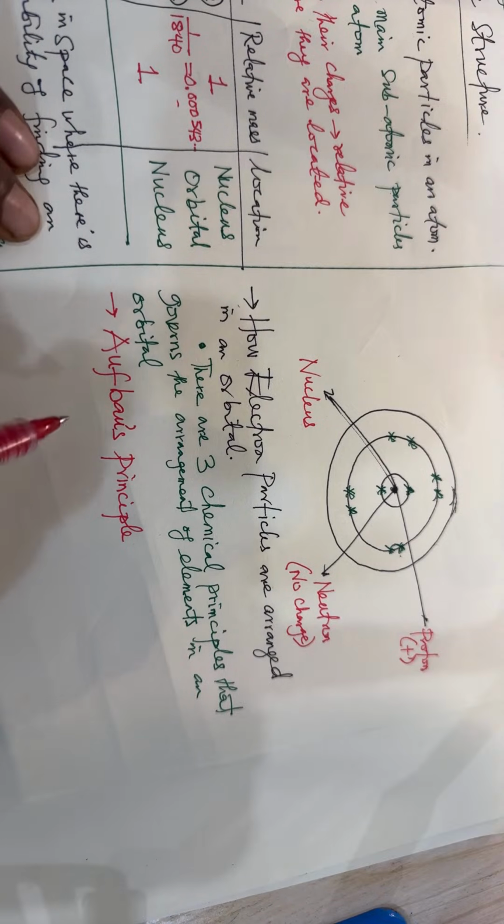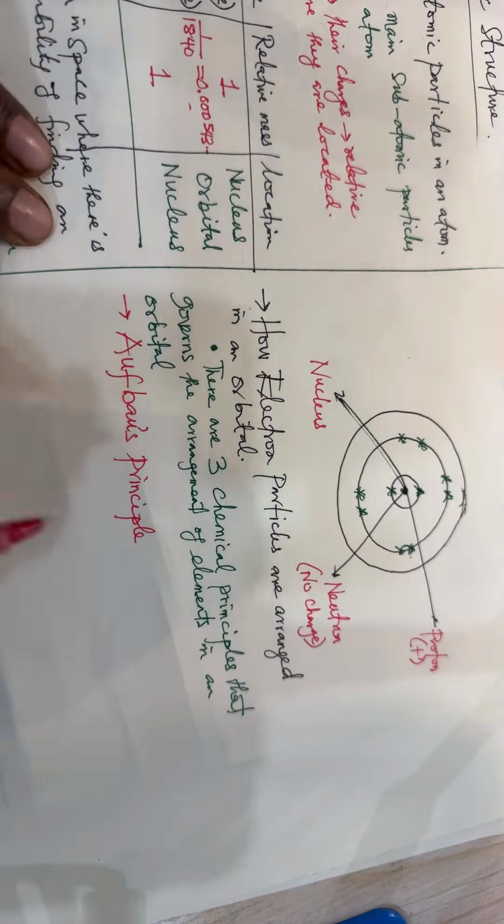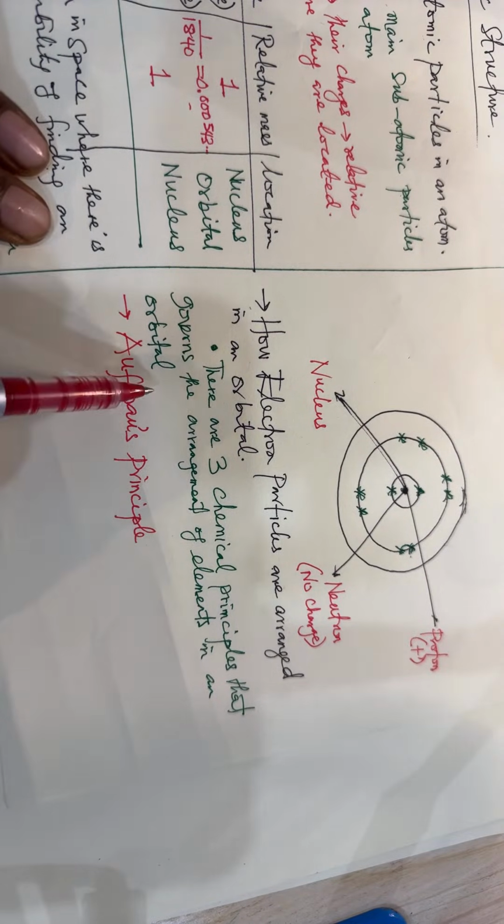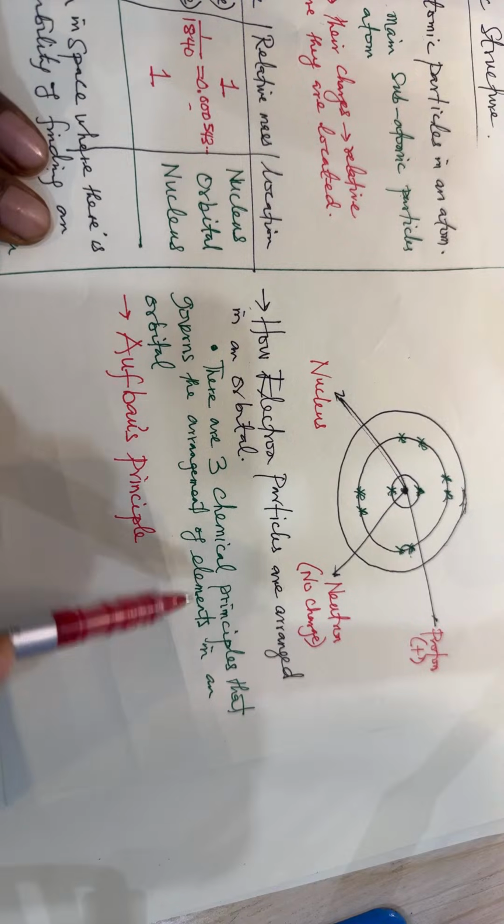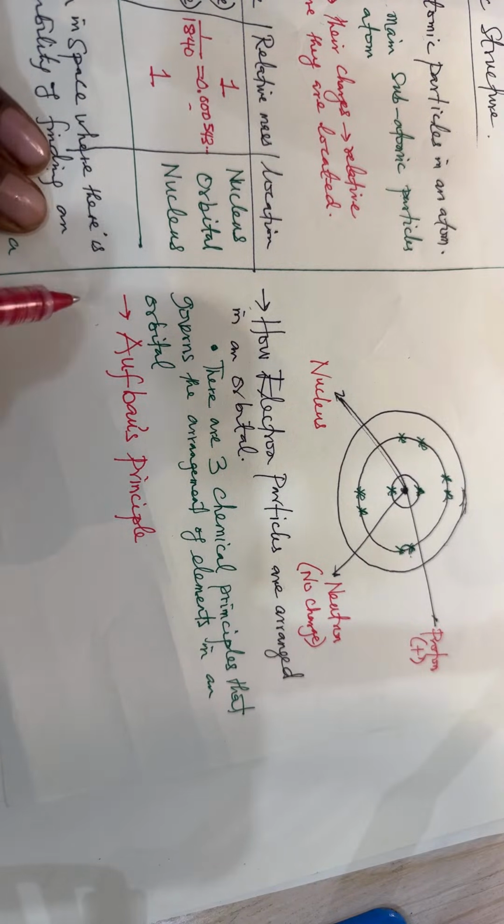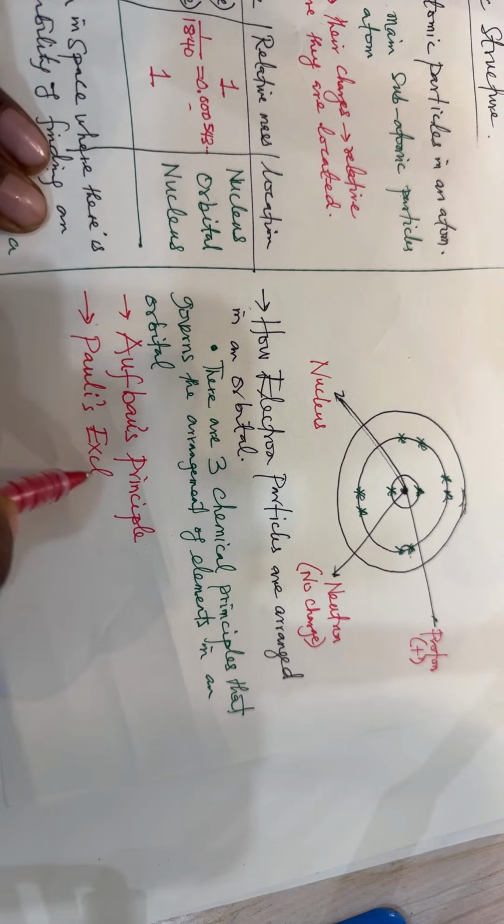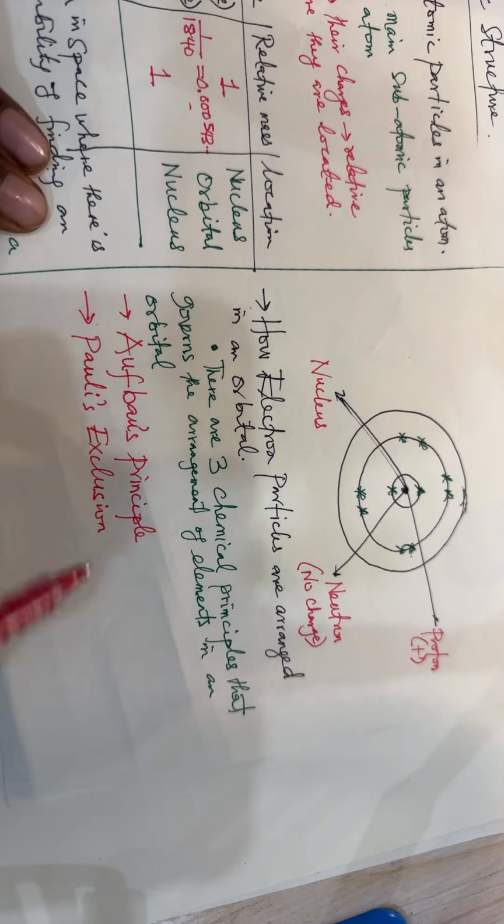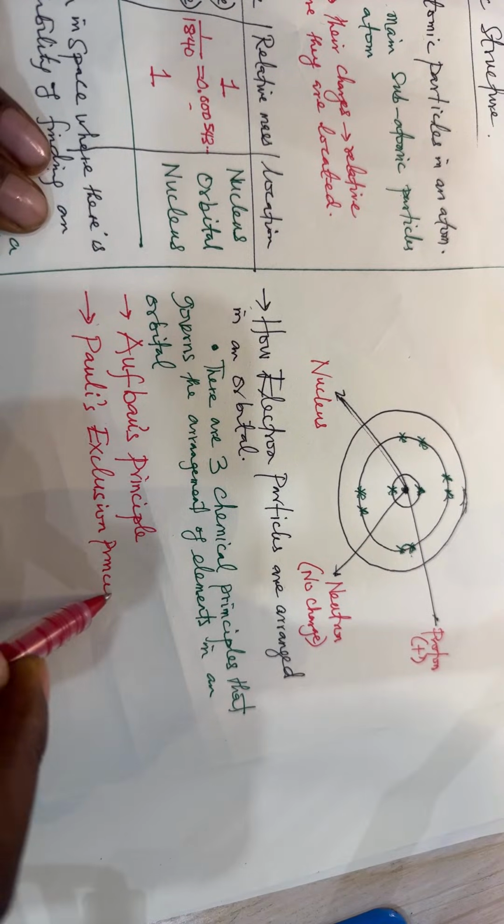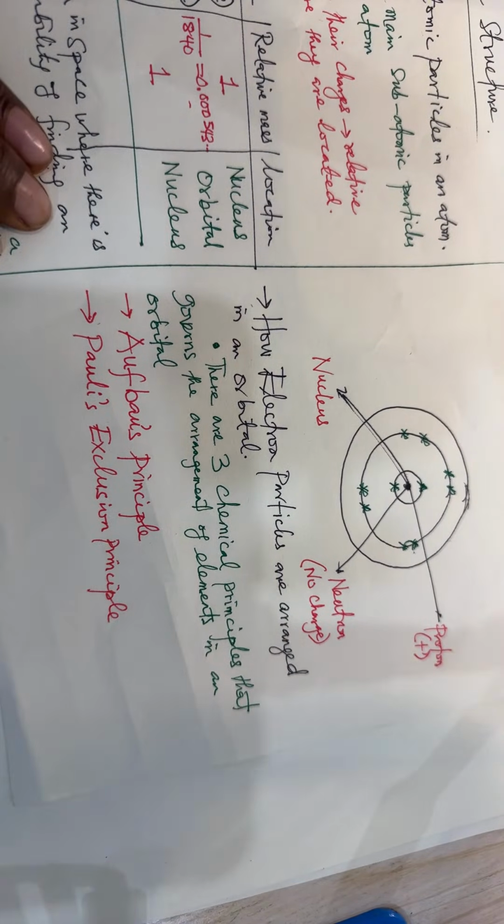All right, there are three chemical principles. Okay, they say my handwriting is very perfect, so they can see it now. Let me continue. The first principle you must know, if you want to know how to arrange elements in orbitals, is the one we call Aufbau principle. The second one they call Pauli's exclusion principle. Some people call it Pauli, some people call it Pauli's exclusion. That's the second one you should know. One is Aufbau principle, and the other is Pauli's exclusion principle.